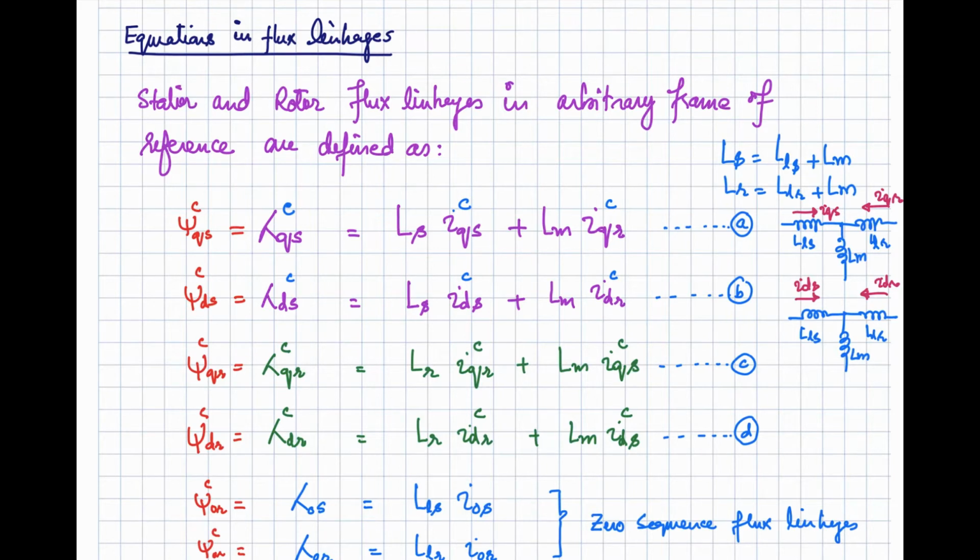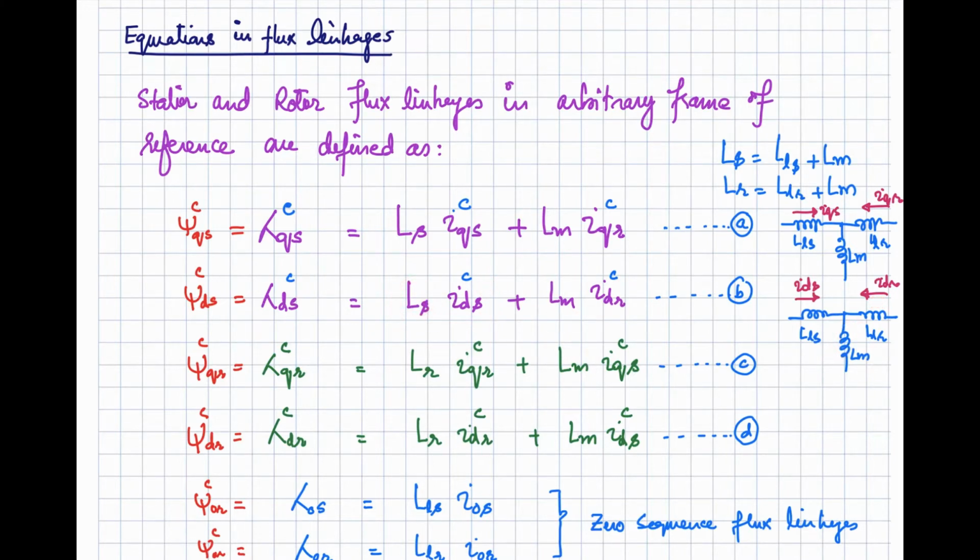Similarly, for the D axis, you know from the equivalent circuit we have this set of inductances. So the Ids is linked with Lls and Lm. So Lls plus Lm, which is Ls, into Ids will give you the flux linkages because of the stator current, and the flux because of the rotor current, the mutual flux, is Idr into Lm. So that is this one, right?